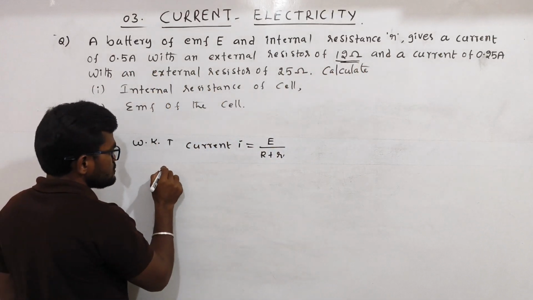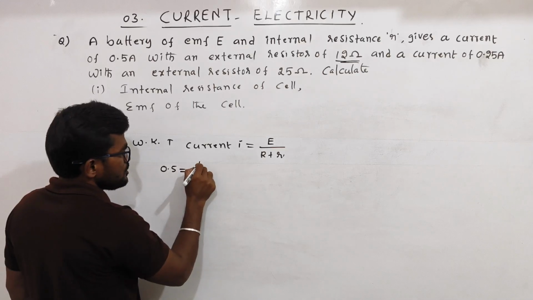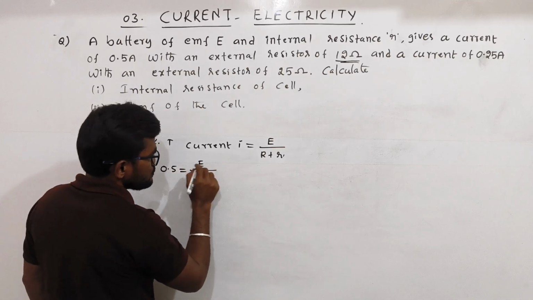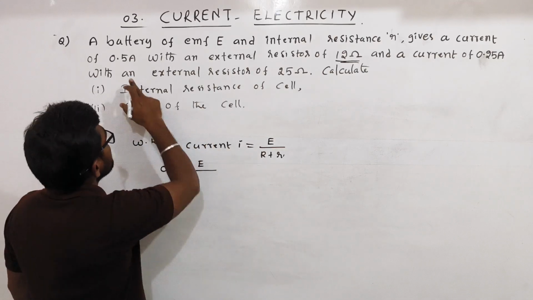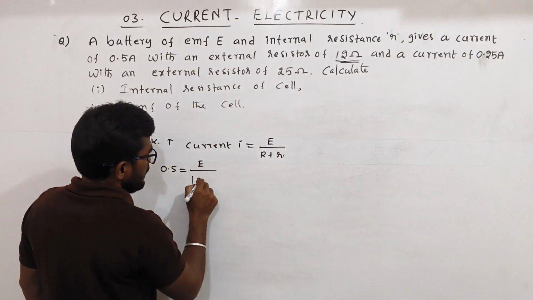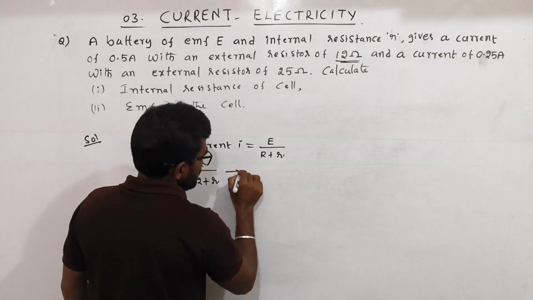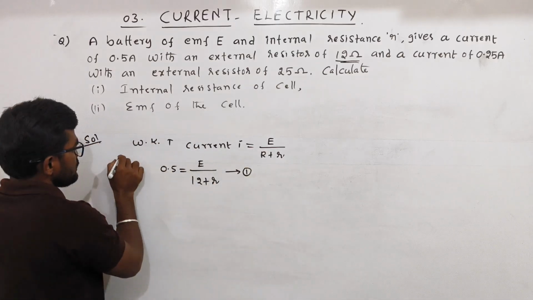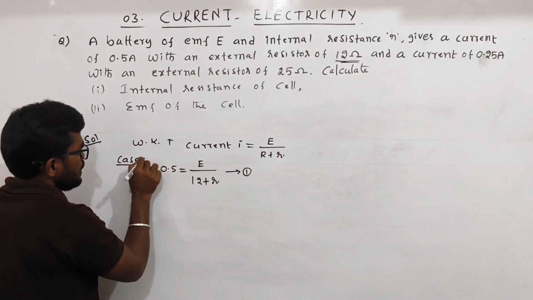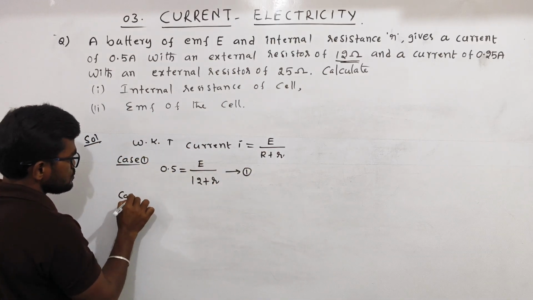When the external resistor is 12 ohm, the current is 0.5 ampere. So 0.5 ampere is equal to E divided by (R = 12 ohm plus small r). We don't know the E value and small r; we will find them. Let us say this is equation number 1, case 1 for case 1 and case 2 for case 2.